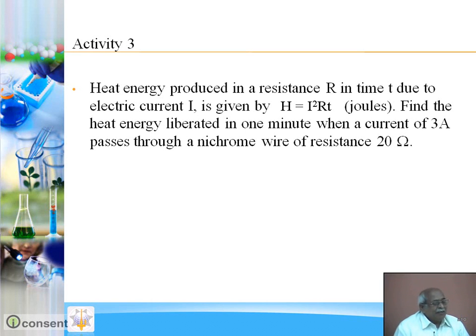You must have read this equation in your textbooks. When current passes through a conductor, every conductor has some resistance, heat is produced. How much heat is produced? Heat produced by electric current is given by Joule's law or Joule's equation H equal to I square R T. In this, I is current, R is resistance and T is time. H is heat energy produced. When I say heat energy, SI unit will be joule.